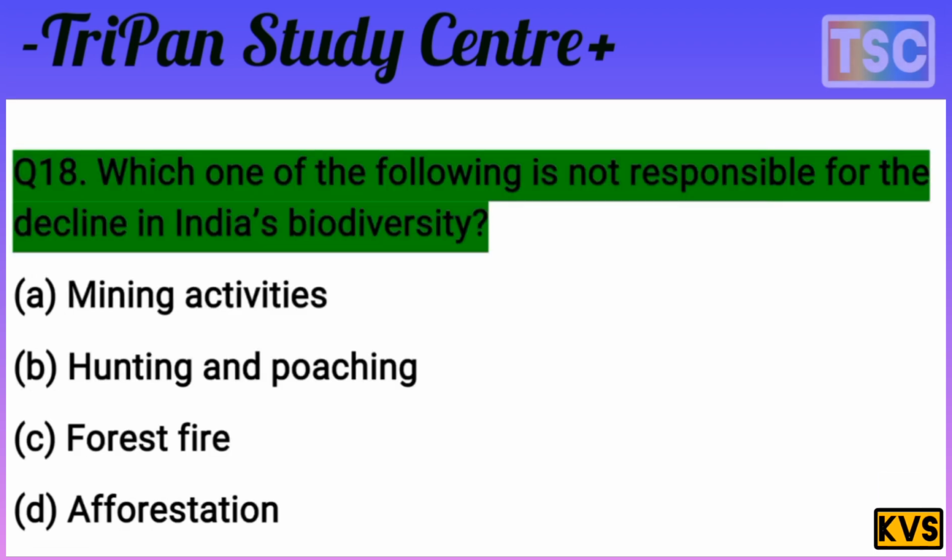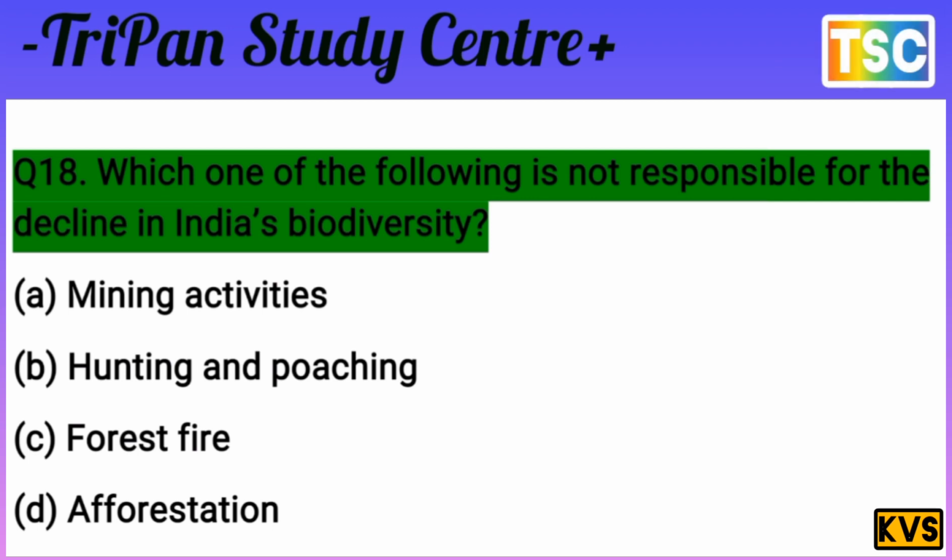The next question arrives here. That's important. The question here: which one of the following is not responsible for the decline in Indian biodiversity? Not responsible for. You know that question. Understand? A, mining activity, B, hunting and poaching, C, forest fire, D, afforestation. You know that the option is the most important. But you think of your answer first of all. I give you a few seconds.